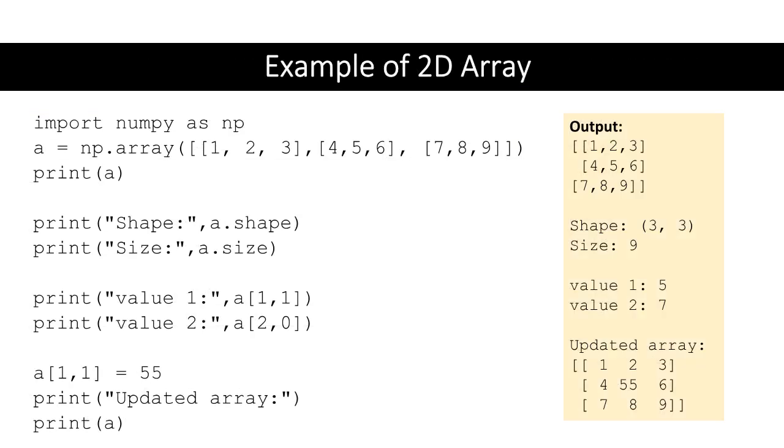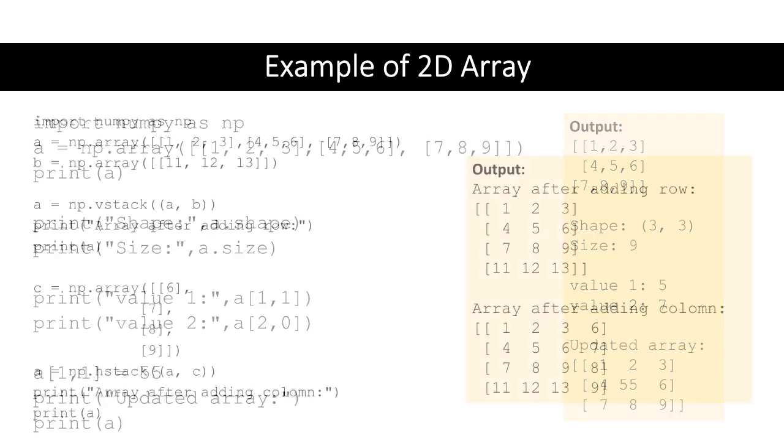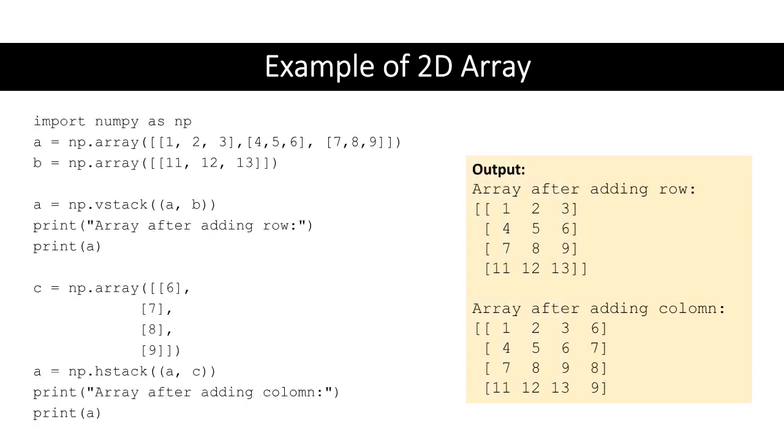This slide shows a 2D array example. A 1, 1 accesses row 1, column 1, value 5. A 1, 1 equals 55 updates the value. The output shows the updated array with 55 replacing 5. This slide shows adding rows and columns. Stack adds a new row, stack adds a new column, and the array expands in size accordingly.